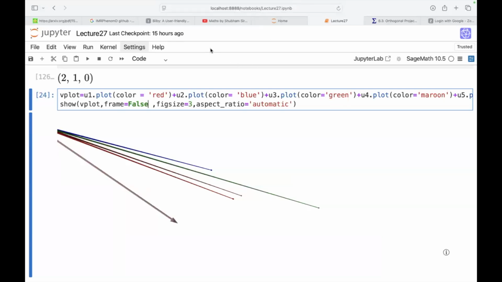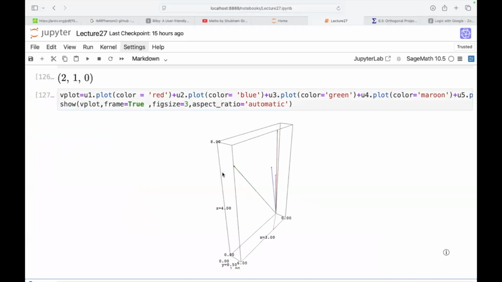Any question? If the frame is false and the first, if the frame is true, then frame is included.